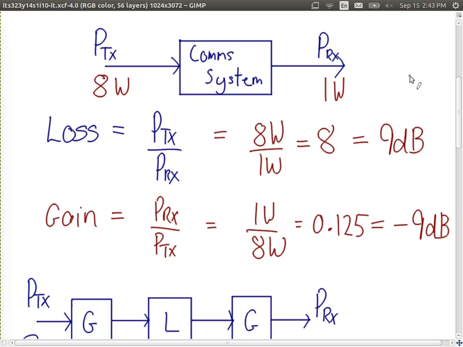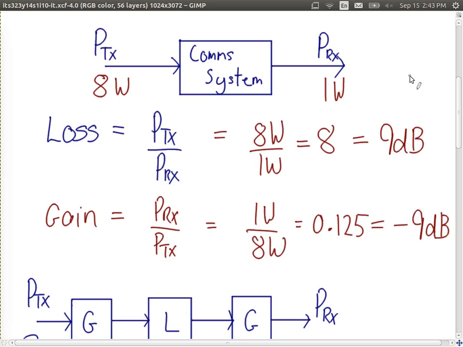But also we talk about the gain as the inverse of the loss. If we lose by a factor of 8, that means we gain by a factor of 0.125, the inverse. The received power is 8 times less than the transmit power, or the other way, the received power is 0.125 times the transmit power. And again, if we convert to dB, it becomes a nice negative 9 dB. So gain and loss in the absolute values are the inverses, in dB are the negative of the other value.